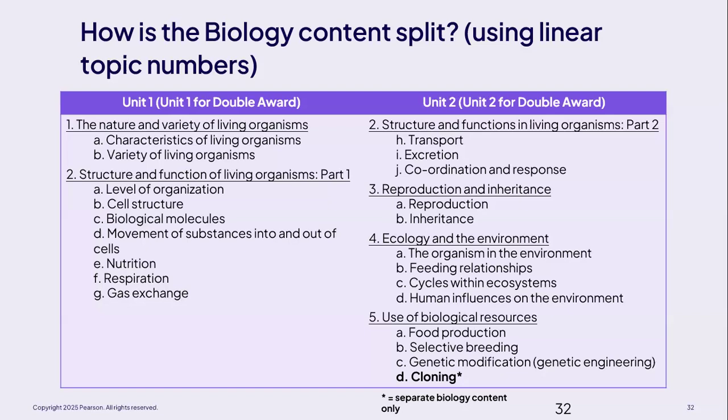So this shows in more detail how the content is split. The topic numbers used are linear. Again, Unit 1 and Unit 2 are the same for the double award, as opposed to the biology, but the question papers will be different. Unit 1 is the nature and variety of living organisms, and Unit 2 is the structure and function of living organisms. Sorry, topic 1 and topic 2. Unit 2 is the second part of structure and function of living organisms, reproduction and inheritance, ecology and the environment, and the use of biological resources. When things are in bold within the specification, at this point the cloning is separate biology content only.